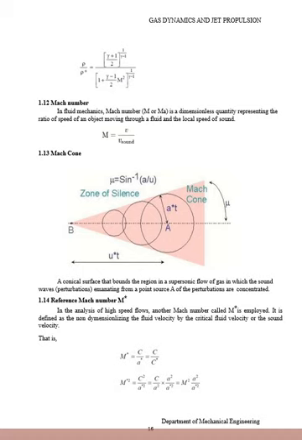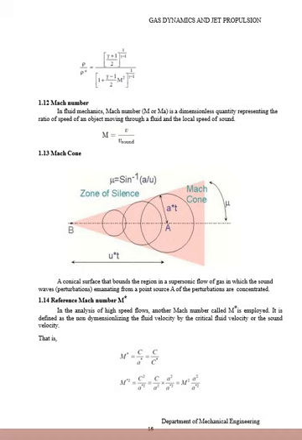The Mach cone is a conical surface that bounds the region in a supersonic flow of the gas in which the sound waves emanating from a point source A of the perturbations are concentrated. Okay, next topic: reference Mach number, denoted by M star.